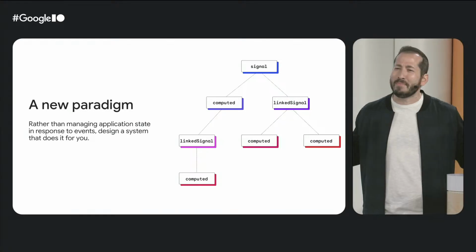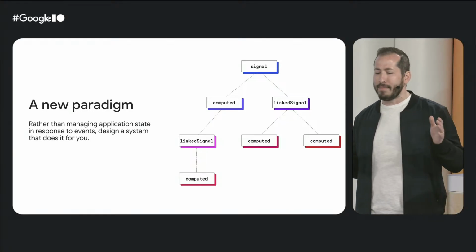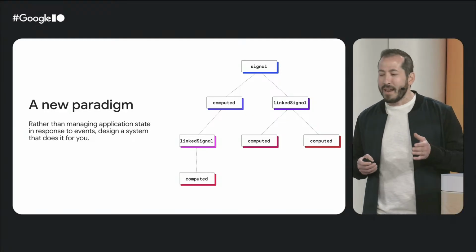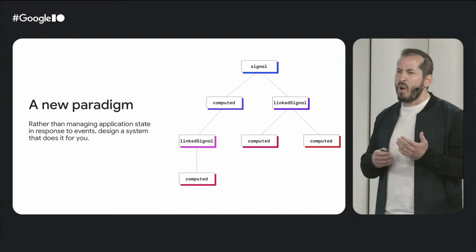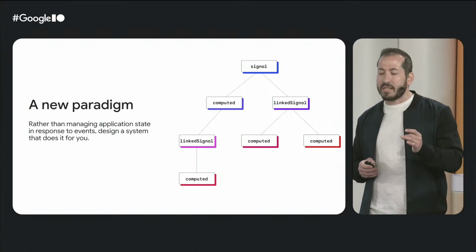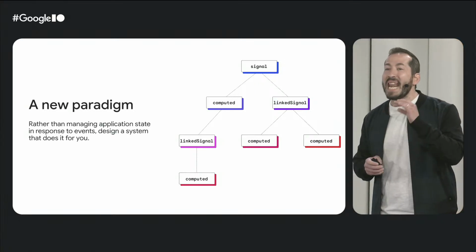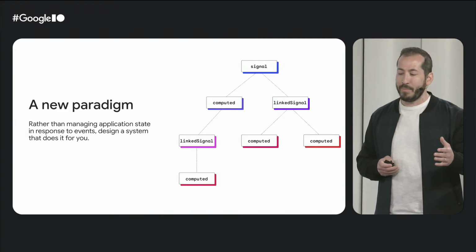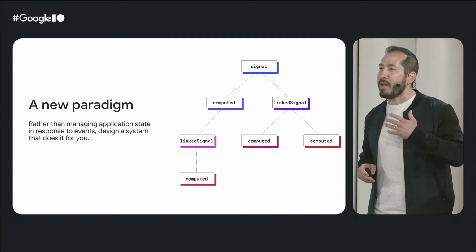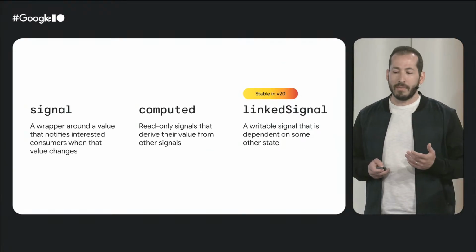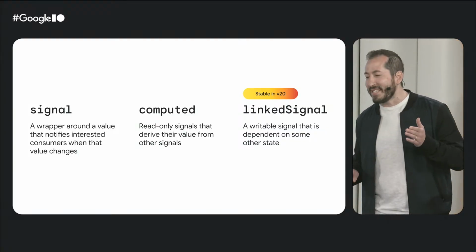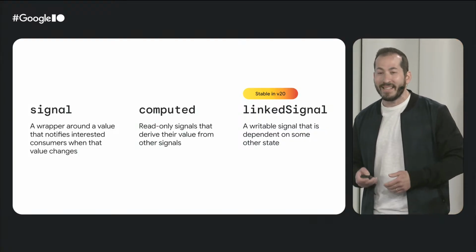signals have no concept of time. Think about that. So rather than managing application state in response to events that occur over time and tracking those events, you design a reactive system for computing state at any given point in time. It's a subtle but really important distinction that you begin to pick up on the more you work with signals. Oh, and did I mention linked signal is being upgraded to stable in v20?